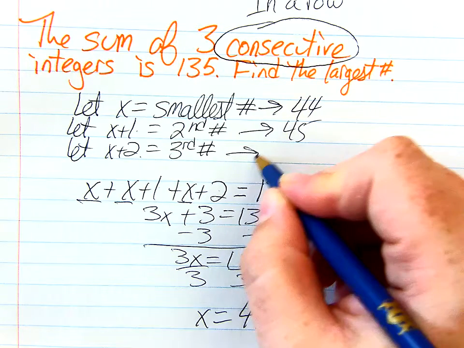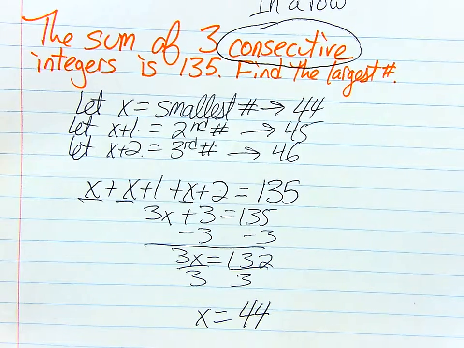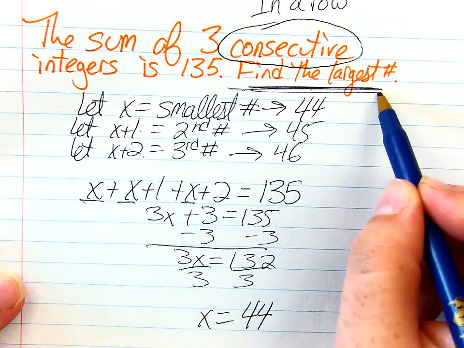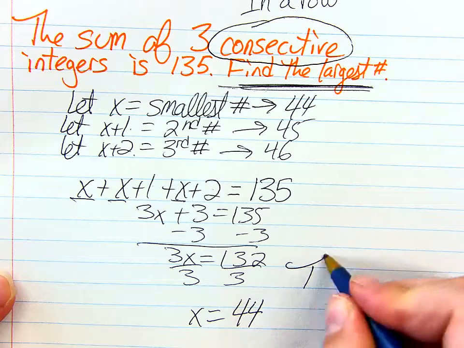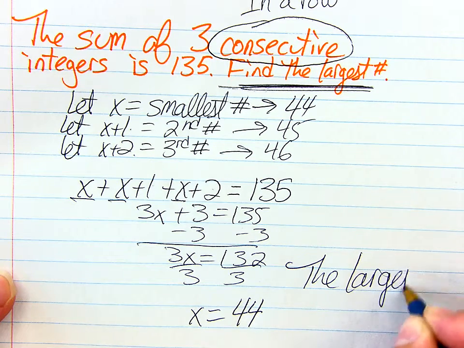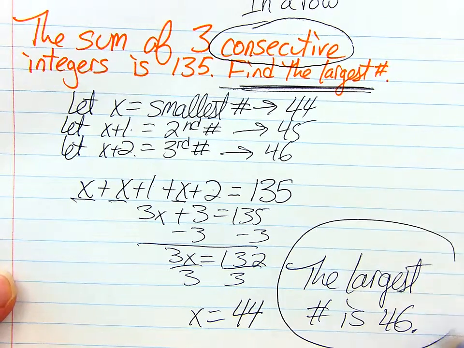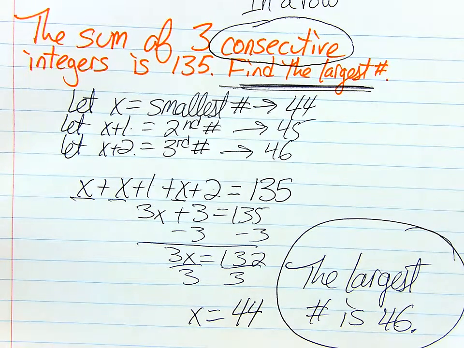So then we just write a little, well, what's the answer to my question? 46. The answer to my question is 46. Because notice, I didn't ask for all three. I just said find the largest. So your answer would be the largest number is 46. There's the answer to the question. Not 44, right? Careful. You have to answer whatever question they're asking. Does that make sense? Pretty good? All right.